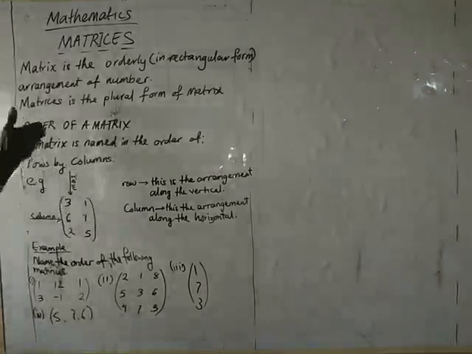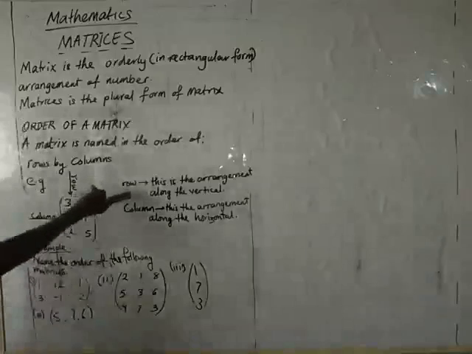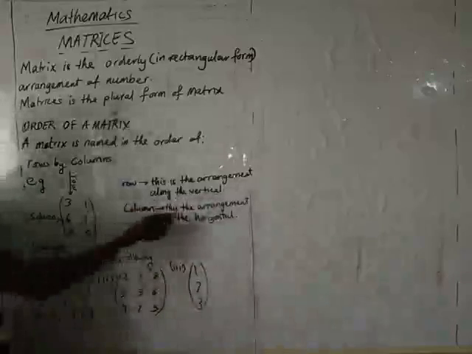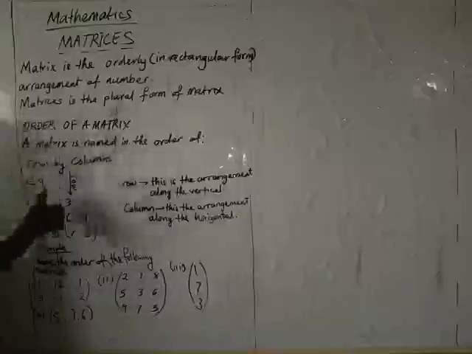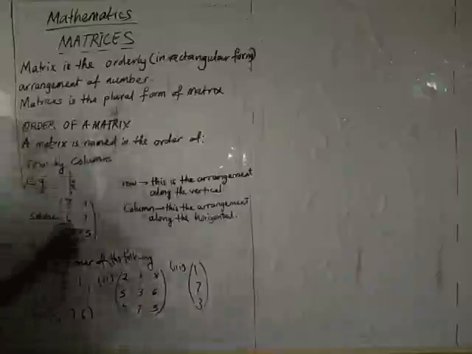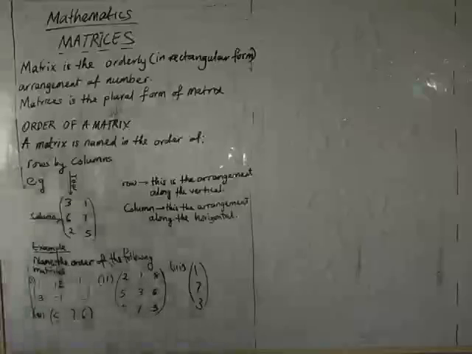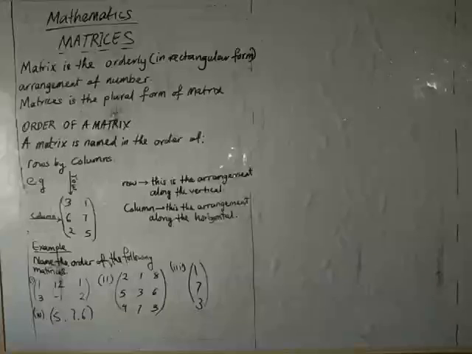That is to say, we consider the vertical one as the row and the horizontal as the column. That's why I described here that row is the arrangement along the vertical. Column is the arrangement along the horizontal. So 3, 6, 1 are on the same row. 1, 7, 5 are on the same row. While 3, 1 are on the same column, 6 and 7 are on the same column, just as 2 and 5 are on the same column. I believe it is very clear to us that way.